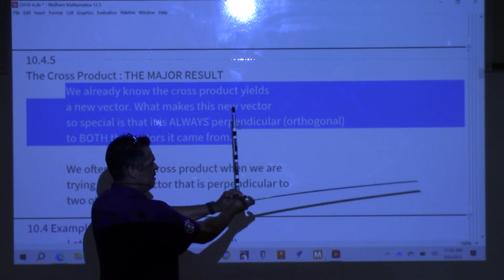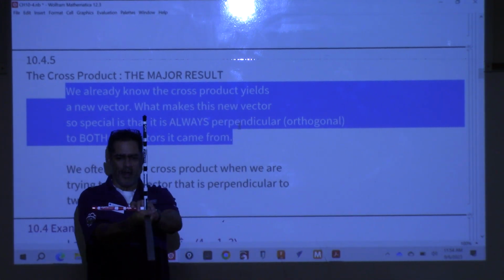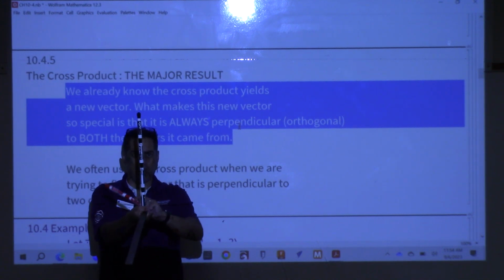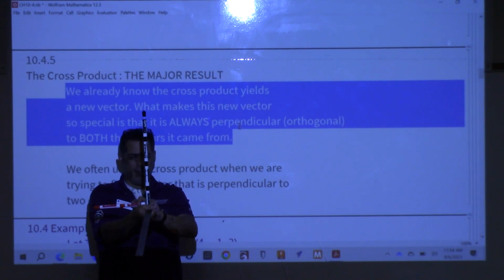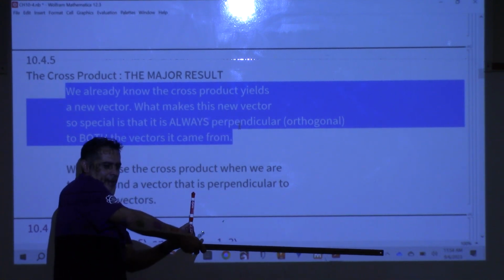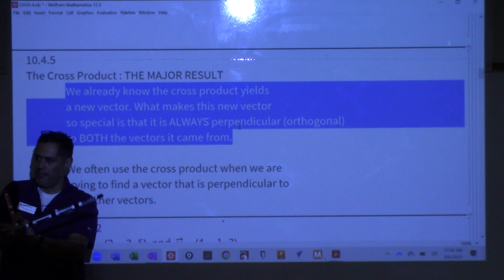Let's look at it this way. See how it's orthogonal to this one? And then if I turn it this way, it's orthogonal. Wait, hold on. That way, sorry. Like that. See? It's orthogonal to both.